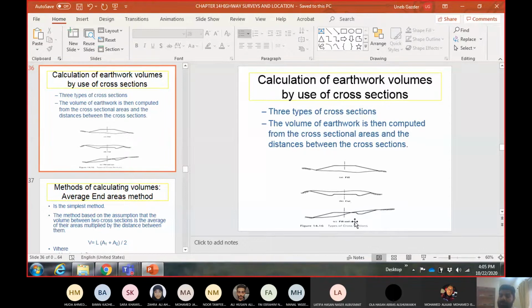If the road is completely above the ground, it is fill section. And if it is both ways, then we call it fill and cut section. So you cut these cross sections and you draw them like I have shown you here in these three figures. So you will have many cross sections like this.